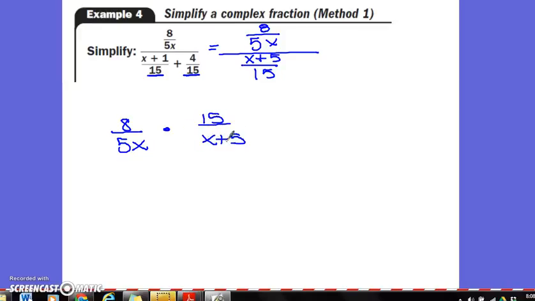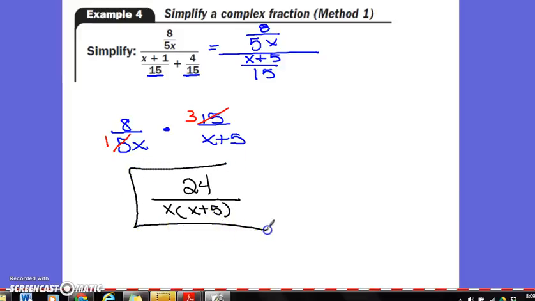And then you simplify. 5 goes into 5 one time, 5 goes into 15 3 times. And you multiply. 3 times 8 is 24. And x times x plus 5, and we're going to just write that as x times x plus 5. Call it done.